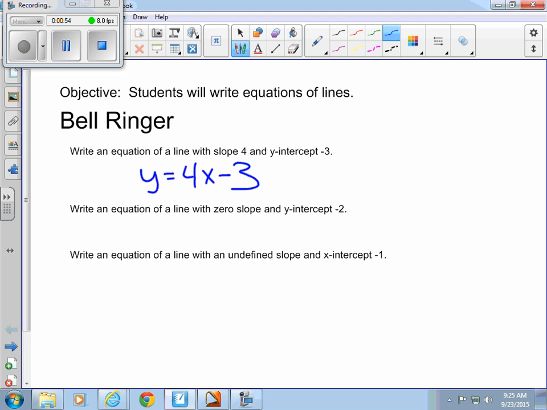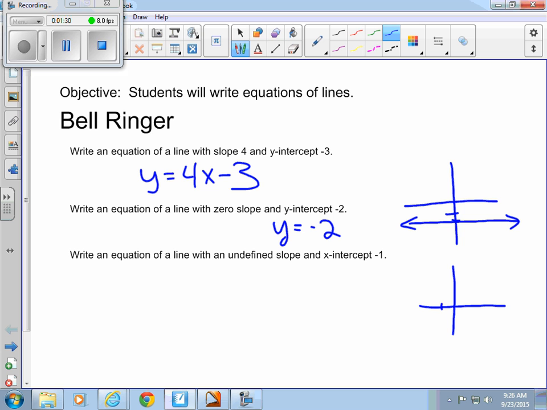Okay, guided practice: write an equation of a line with zero slope. What kind of lines have zero slope? Horizontal lines. So what do the equations of horizontal lines look like? y equals -2. If the y-intercept is -2, doesn't it mean the line looks like that? So what is the equation of that line? Very good. Write an equation of a line with an undefined slope and an x-intercept of -1. Very good. Any questions about those?